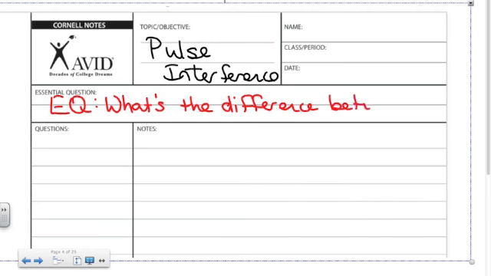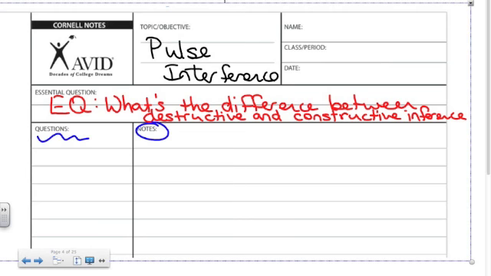Okay, so our EQ is what's the difference between destructive and constructive interference. Now, hopefully what you're going to write is your notes section is going to be in the center part. Any questions that you ask over on the side, and then of course at the bottom you're always going to have a final summary section.